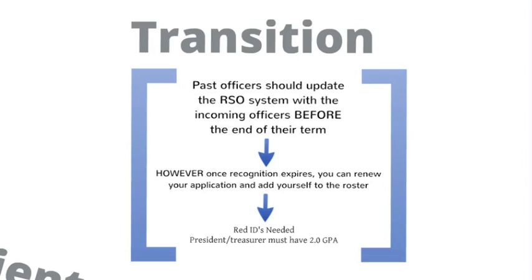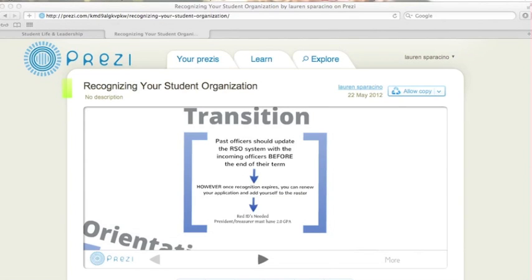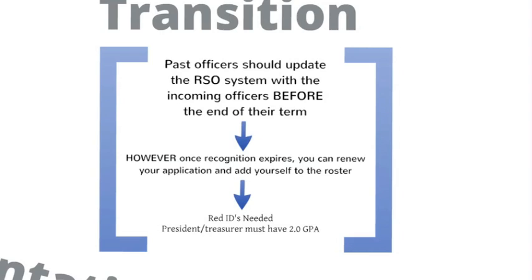Once the recognition expires, which is every year on May 1st, you can then go in and renew your application and actually add yourself to the executive roster. Okay, so once the recognition expires, which is every year on May 1st, any of the new officers can actually go in, input their red ID, and begin renewing the application without being previously added. Now, that person who is going in should be an officer, and they need the red IDs for themselves and for the other executive officers.